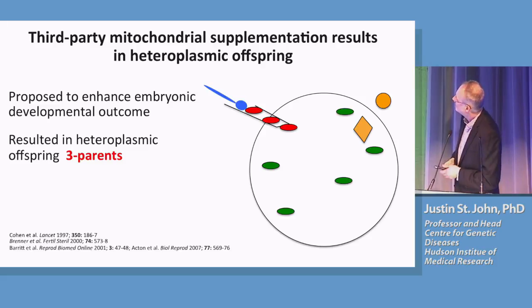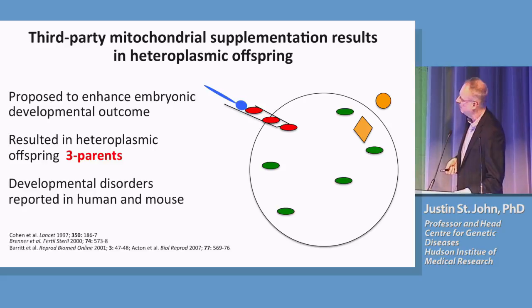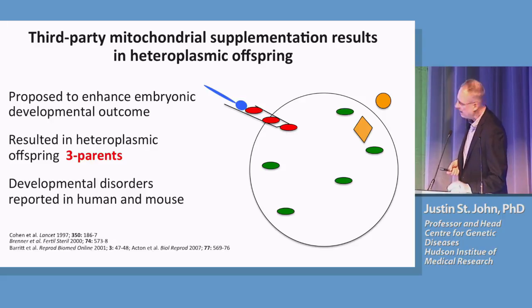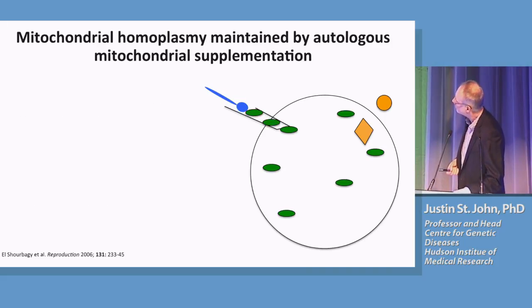And indeed he did this, but this resulted in heteroplasmic offspring. In other words, offspring that had inherited 2 populations of mitochondrial DNA. So in essence, these offspring had 3 parents: chromosomal mum, chromosomal dad, and 2 mitochondrial mums. And then it was subsequently reported that there were likely to be some developmental disorders resulting from this approach, and governments around the world and their regulatory authorities started to impose bans on the use of this technology.